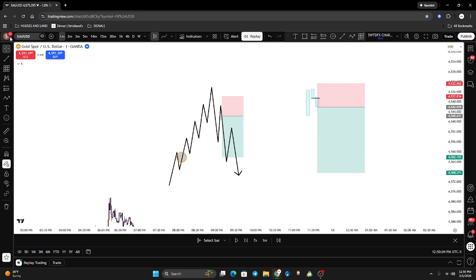Same thing with baby girl gold right here. You gotta let her run. Nah, I'm not kidding. Not all the way to the bottom. But sniper TP. Literally sniper TP. Right here. And sniper stop loss.